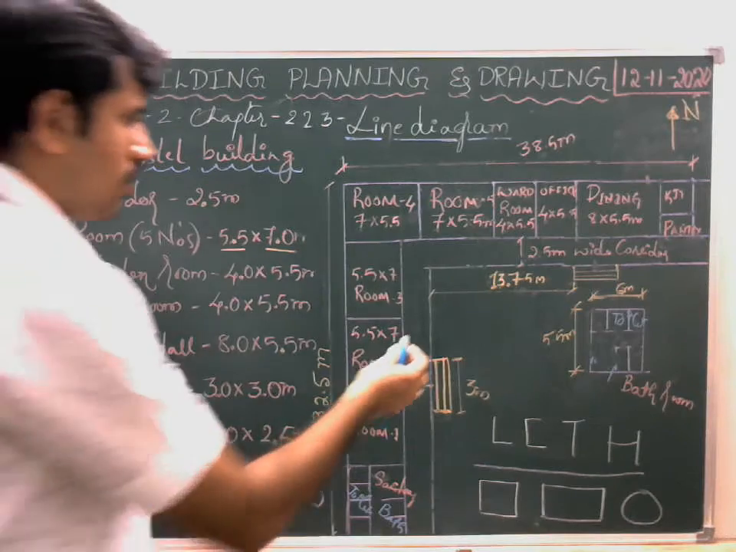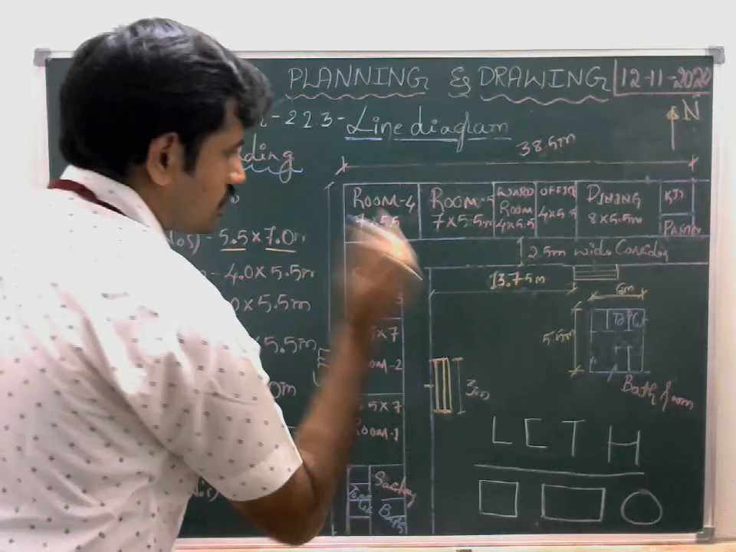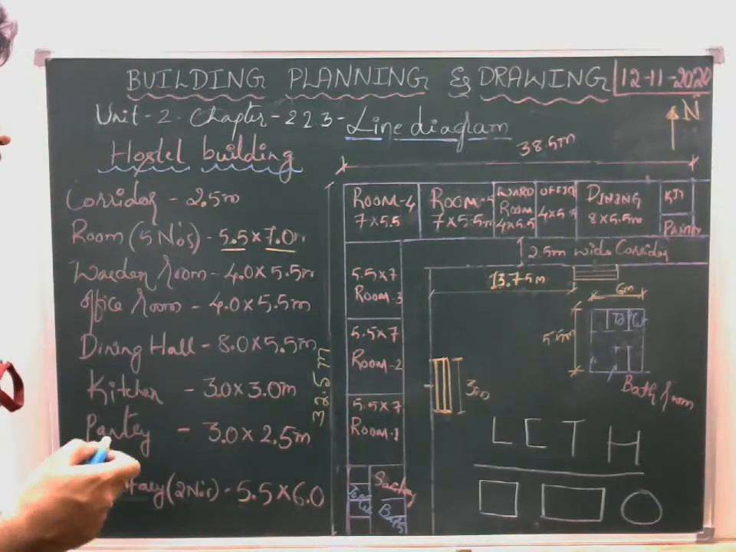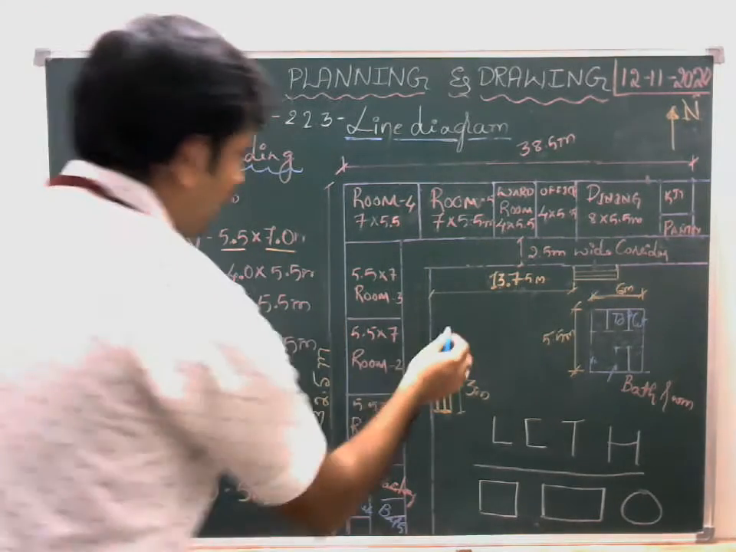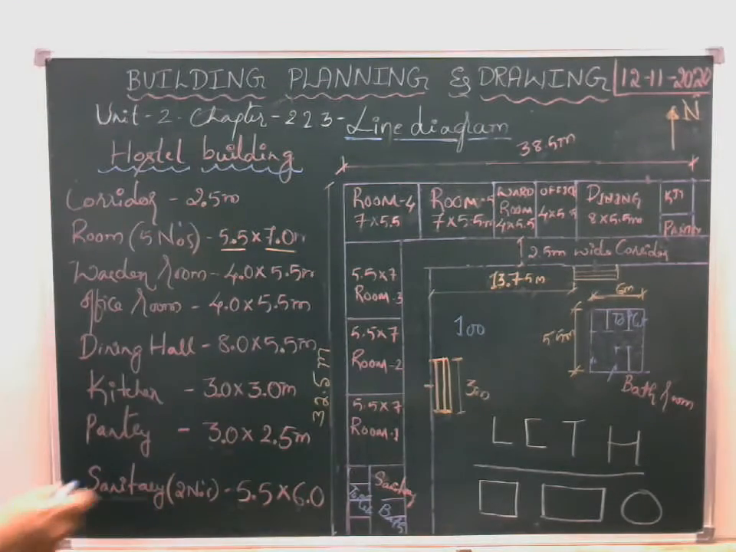So now, if you want to calculate the number of toilets, I will tell you one simple example. In a hostel building, there are 100 students staying.